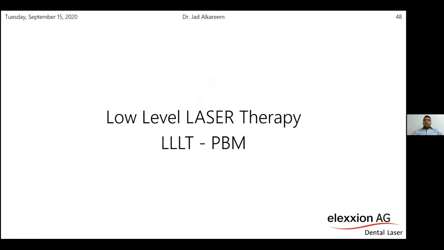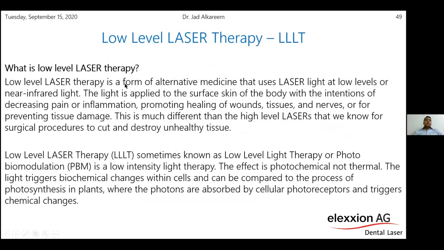Now we will go with the low-level laser therapy, or the photobiomodulation. So what is the low-level laser therapy? It means that the laser energy will be delivered to the soft tissue with a very, very, very low amount of power. So in this part, we don't need to cut the tissue, but we only need to stimulate the soft tissue, and when the soft tissue is stimulated, this will improve the energy.